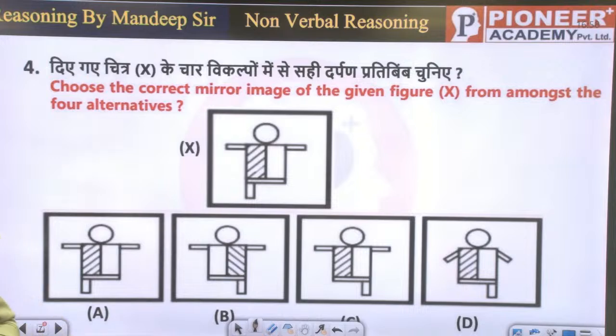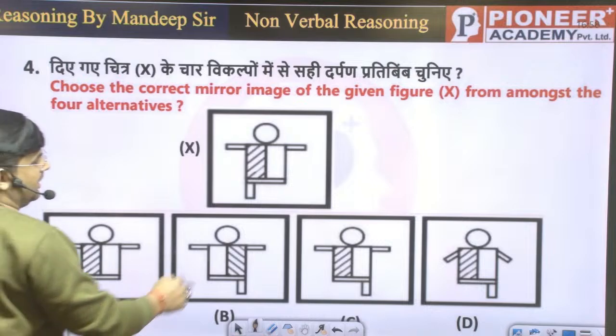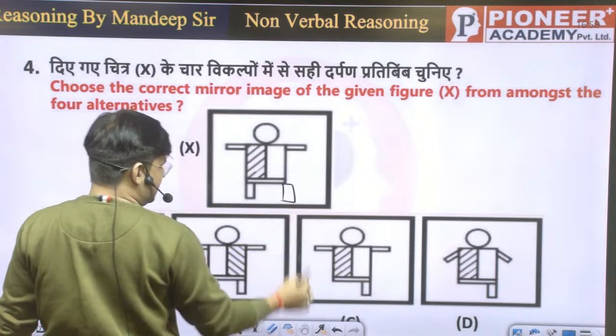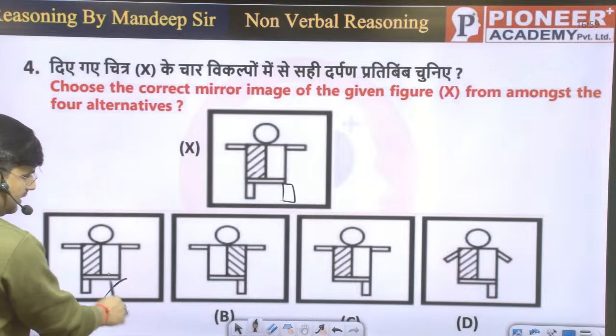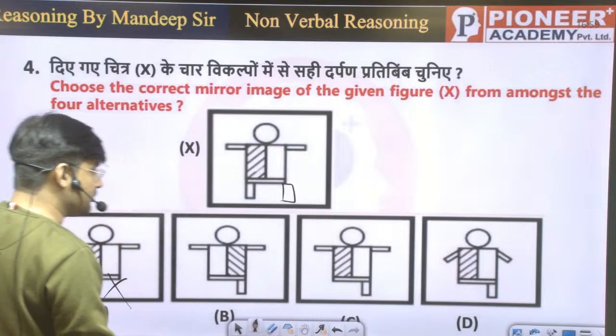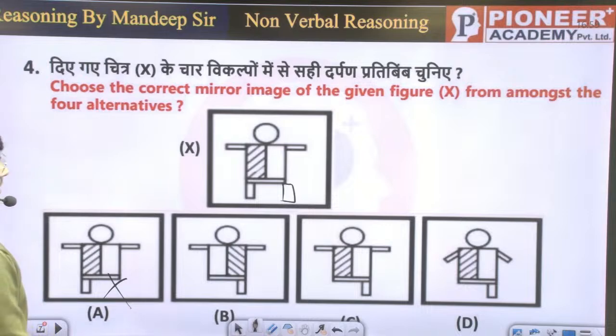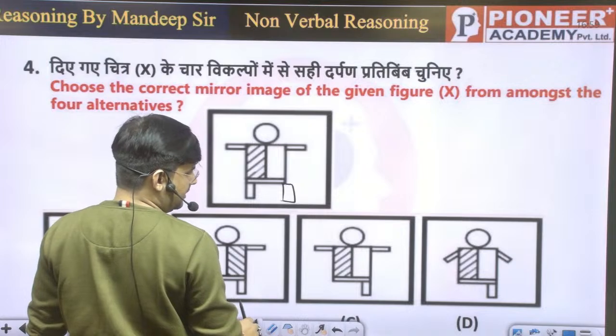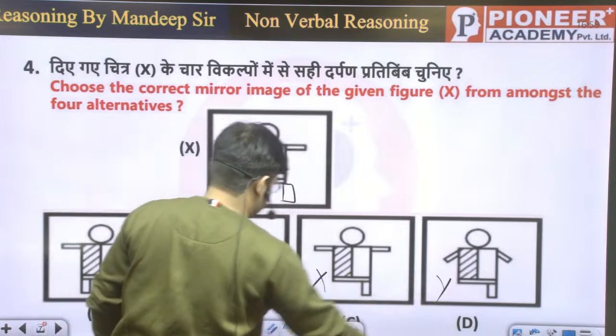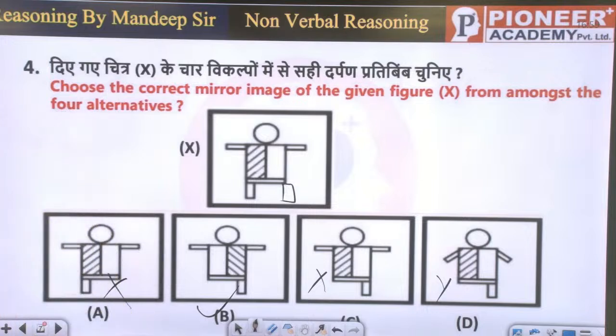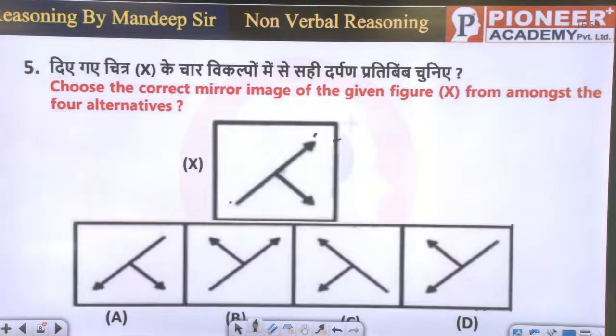Which one is the correct answer? Please talk. Which one is the correct answer? Option B. This comes to this side. B can be, C also, and D also. Left becomes right. So B is our correct answer. आसान है ना? Is it easy?